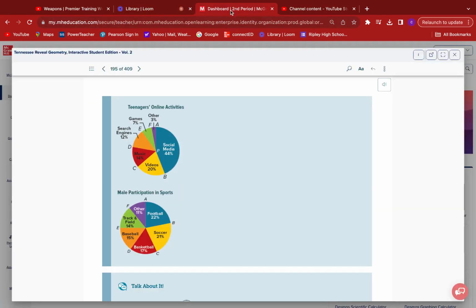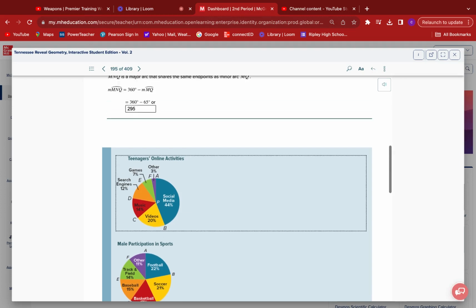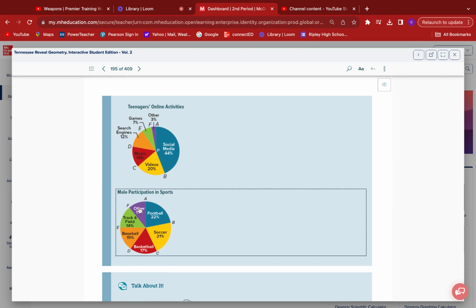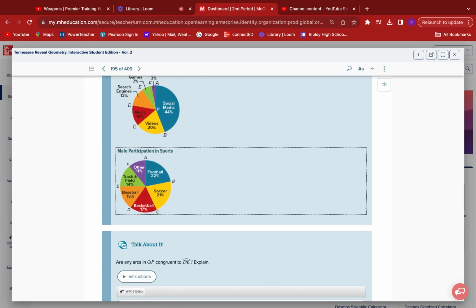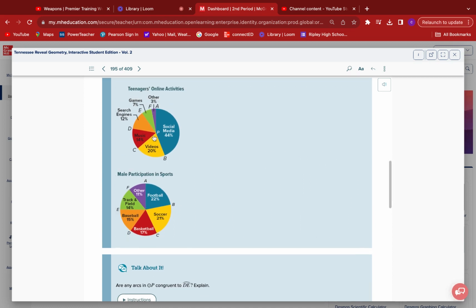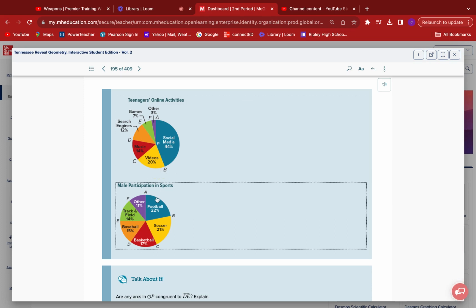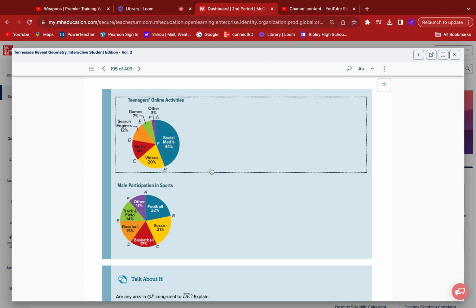All right, so apparently this right here is what's in the book, and I bypassed it because I thought maybe that was online activity or something from the next example. So my apologies. This is what it looks like in your book. You've got teenagers, online activities, and then male participation in sports. I'm on page 579 of your consumable workbook. If you do not have your book in front of you, shoot back to the previous page. You can see what we're doing right there.